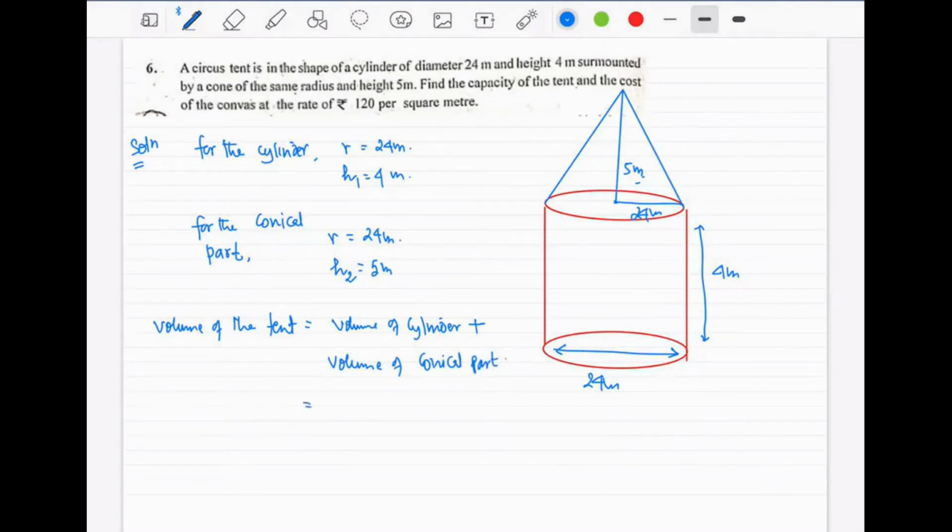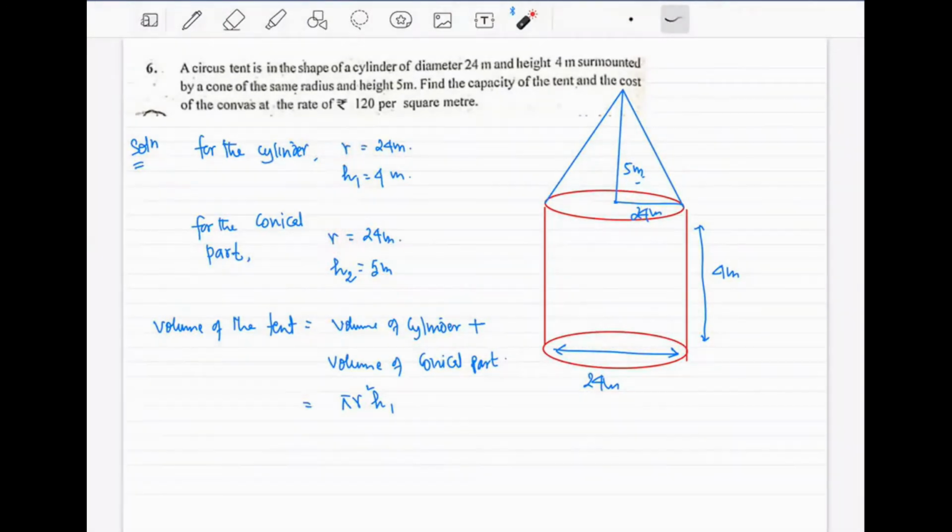Volume of cylinder is how much? You know the formula, right? Pi r square h1. I'm not writing the radius as r1 or r2 because the radius of the cylinder and the cone are the same. So no need to differentiate 1, 2 here. We will just write r.